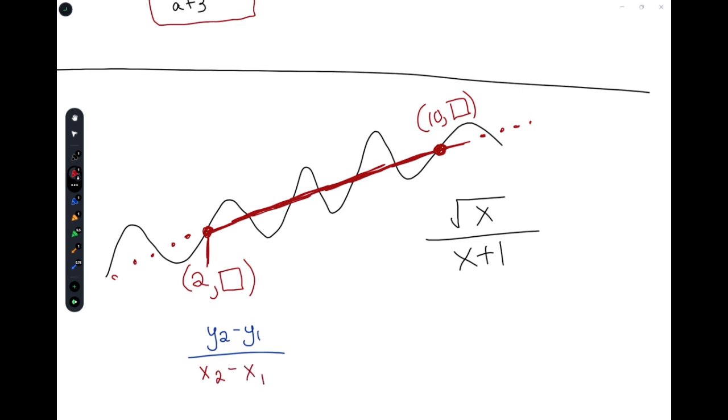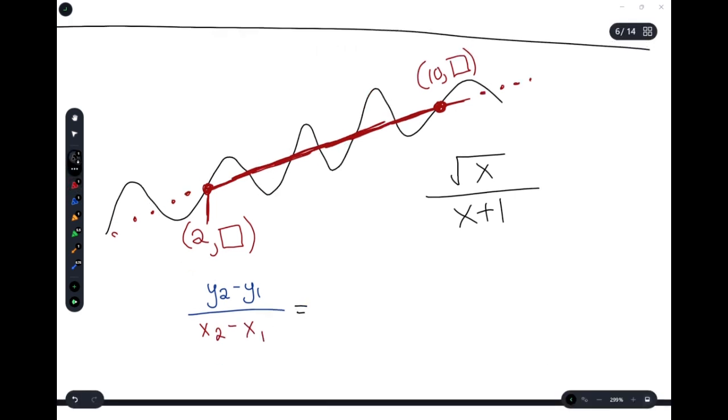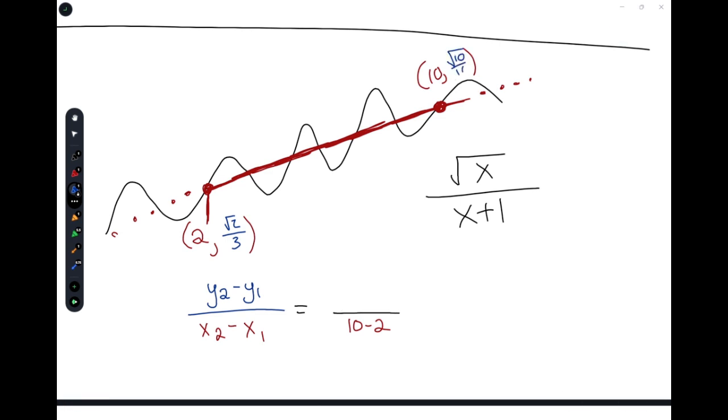And we've already got our x2 minus x1 up above, right? It's going to be 10 minus 2. And so now we just have to find those two blue numbers right there. Plug and chug. So it feels like it's going to be root 2 over 3. That's ugly. And then it's root 10 over 11. Ew. That's okay. No, it isn't. It's gross. And then we subtract those two things: root 10 over 11 minus root 2 over 3.